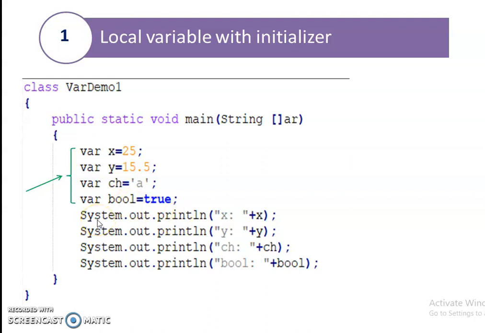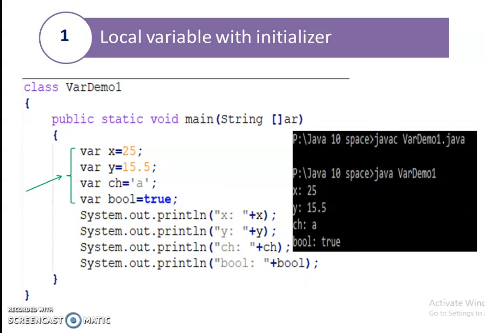Now we are writing each variable inside SOP. Here you can see. So when we run this code, the output will print the values of x, y, ch and bool, right? So we can assign any value to a variable declared as var and it will automatically detect the data type of the variable based on the assigned value, right?